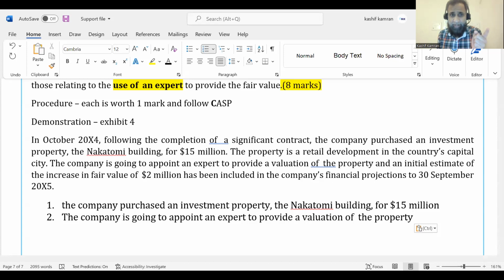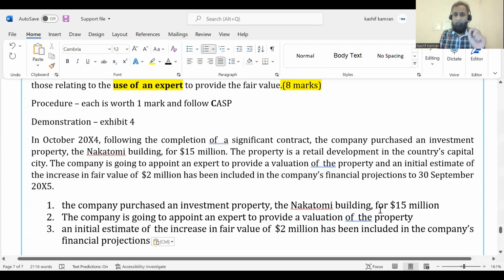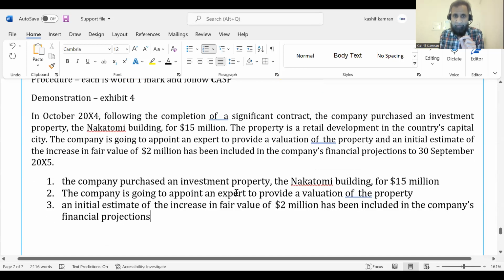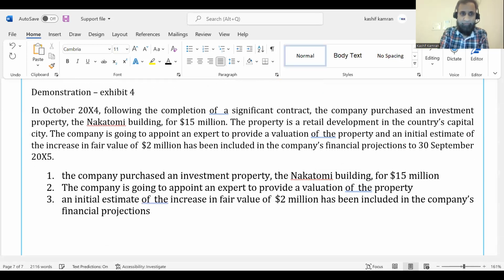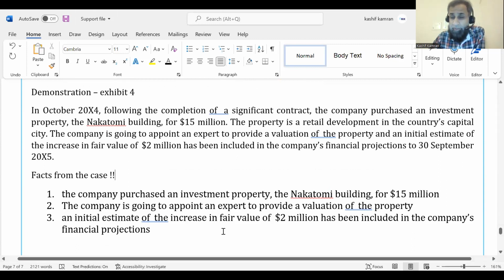Because the question says the company is going to appoint an expert. So has the expert been appointed? No. Will it be appointed? Yes. But an initial estimate of the fair value increase of $2 million has been included in the company's financial projection. Who has done this initial estimate? The management. Control V. So have I copied the 3 important statements from the case study? So have I got the facts from the case? How many facts? 3. Now I need to convert them to procedures.